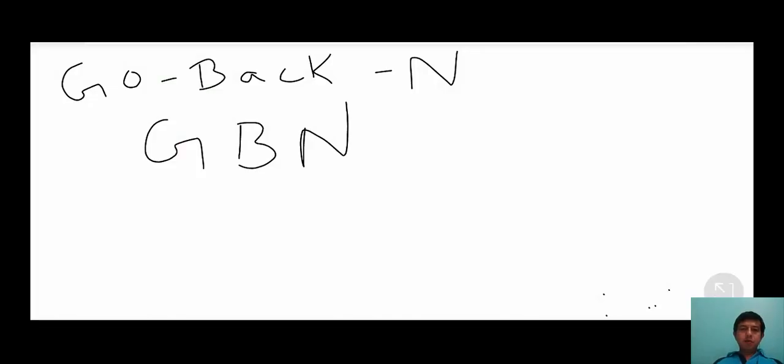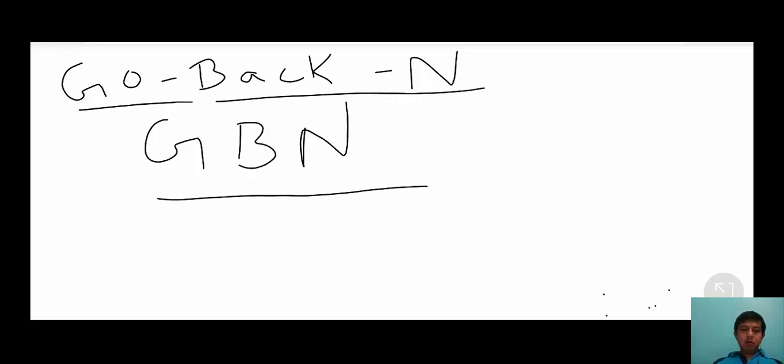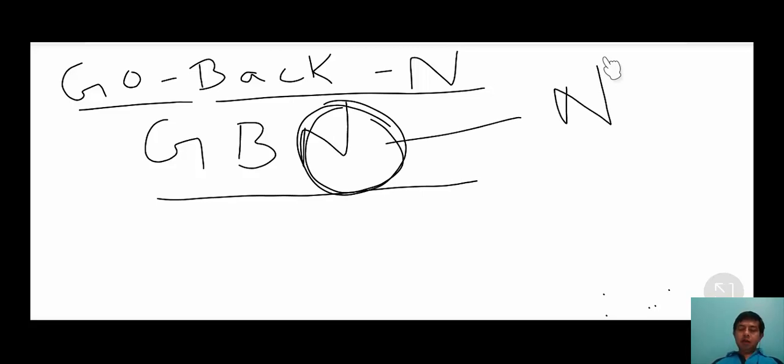Let's first discuss the protocol known as go back N, popularly known as GBN. G stands for go, B for back, and this particular parameter is denoted as N. Let's discuss first what this N stands for. This N stands for the number of packets which we can send at the same point of time.